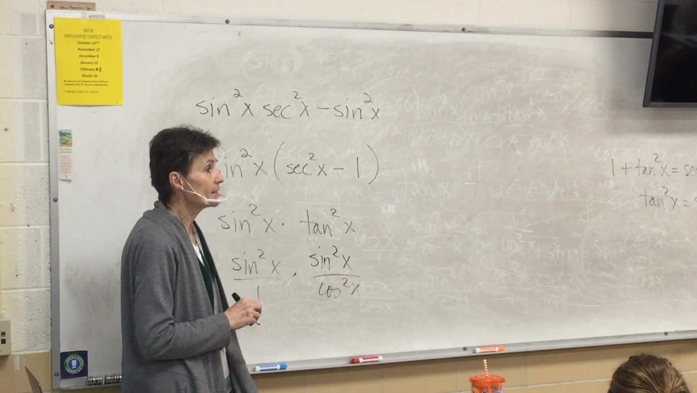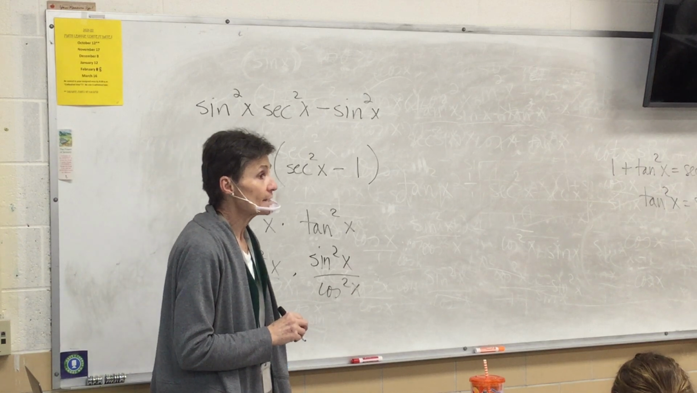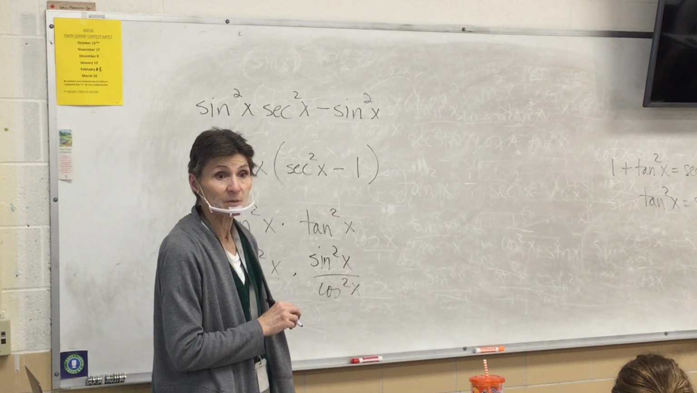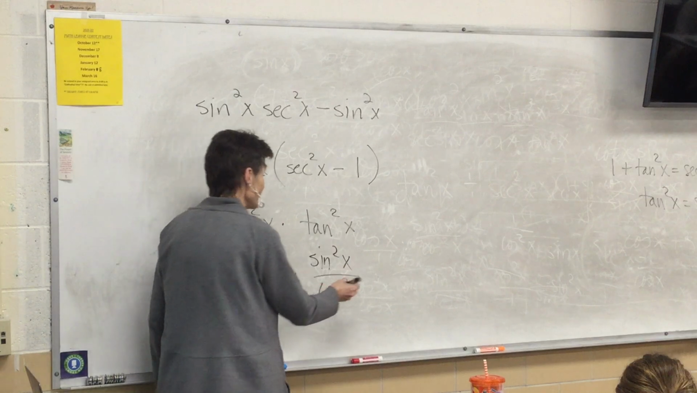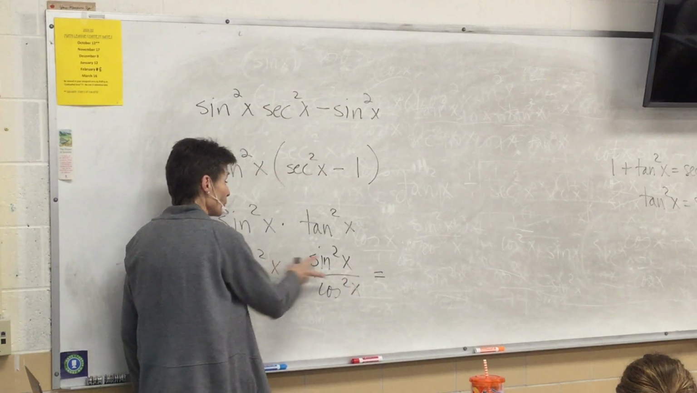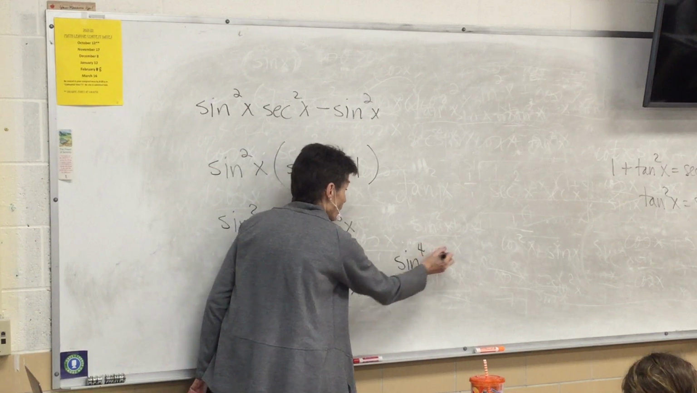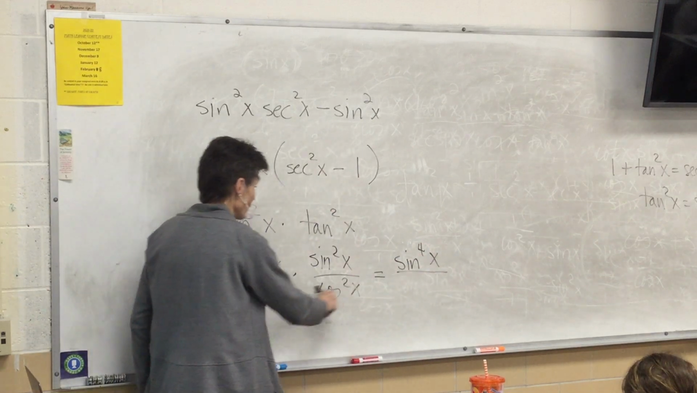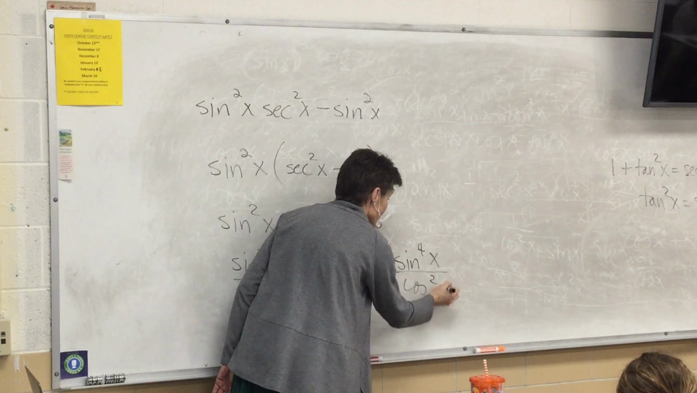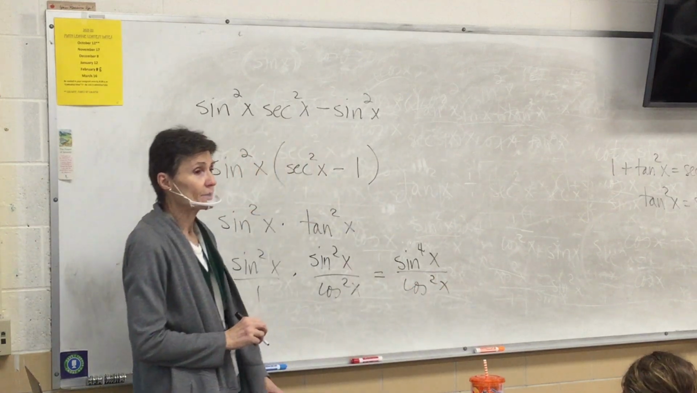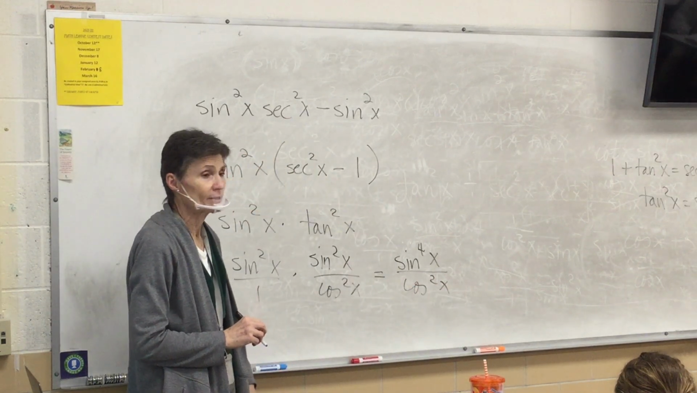Oh, nothing cancels. I was hoping something would cancel, but it doesn't. What am I left with when I multiply straight across? Sine to the 4th over cosine squared? And you are done. There's not a darn thing you're going to be able to do with that.